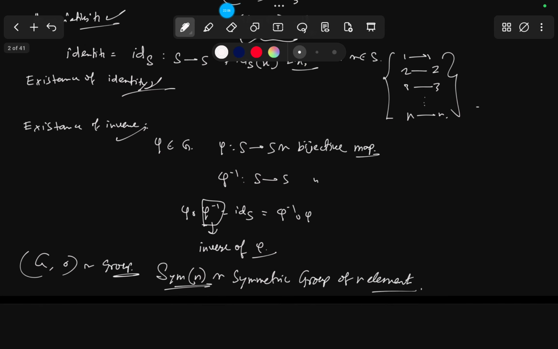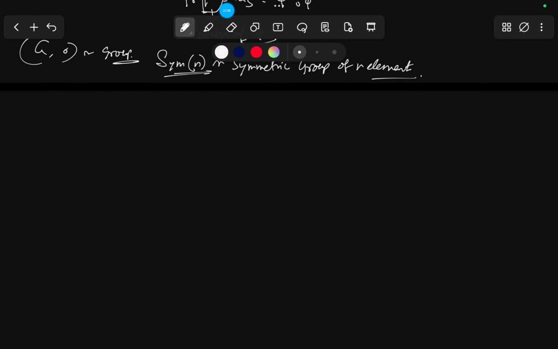So now note that, the question is how many bijections are there from S to S, right?